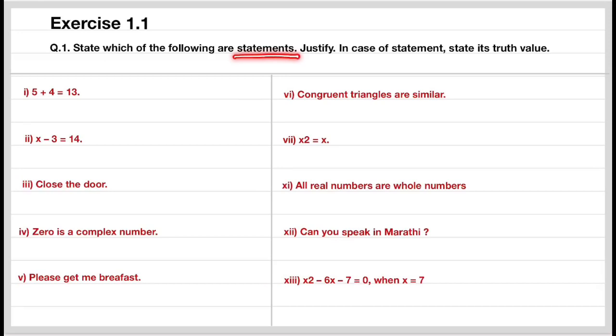I want to remind you, statement is a declarative sentence which is either true or false but not both simultaneously. Okay, we will start with first example. First one is 5 plus 4 is equal to 13. Is it a statement? It is a declarative sentence. So, it is a statement.